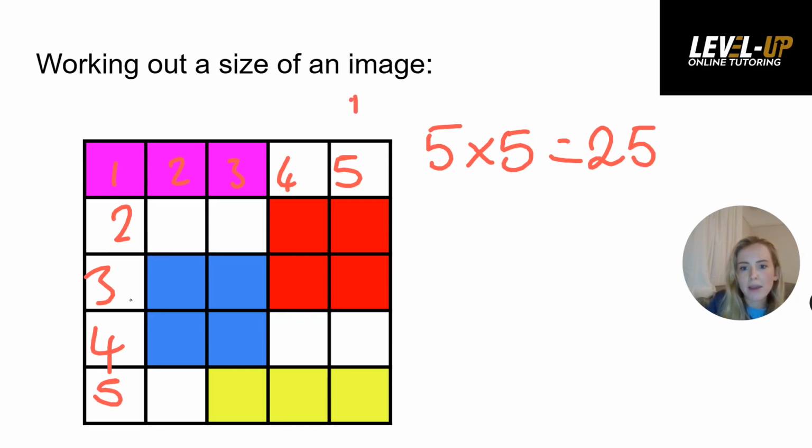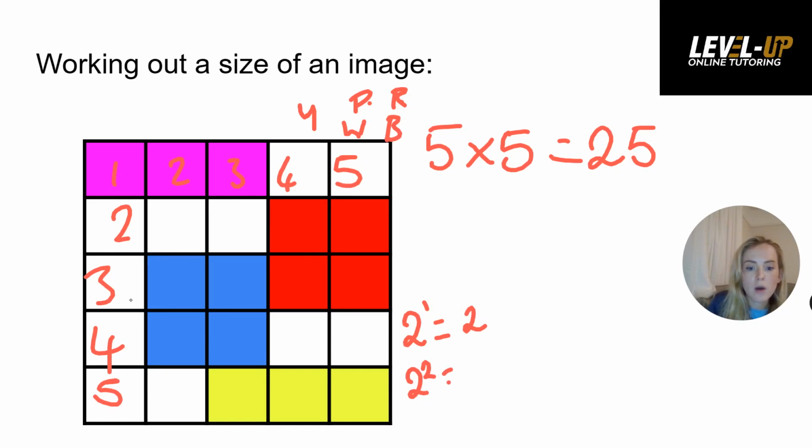Now we have pink, we have white, we have red, we have blue, and we also have yellow in this image. So I have 1, 2, 3, 4, 5 different colours that I need to be able to represent using some sort of bit pattern. We've already said 2 to the power of 1 is just 2 colours. 2 to the power of 2 will allow me 4 colours, because I could have 0, 1, 1, 1, 0, 0, and 1, 0. They are the only combinations I can use when I have a colour depth of 2.